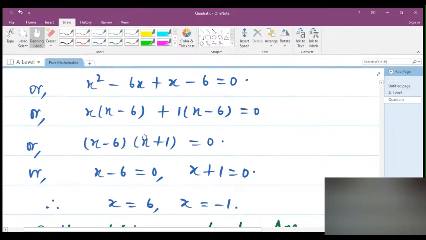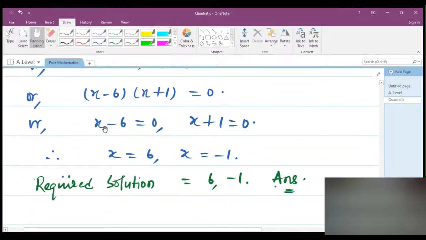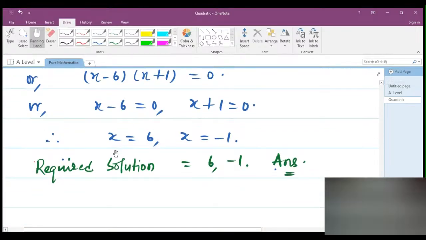So here we take x as the common, then we get x into x minus 6, plus we take 1 as the common, then we get x minus 6 equal to 0. At this step we take x minus 6 common, then we get x minus 6 into x plus 1 equal to 0. So at this step x minus 6 equal to 0, and x plus 1 equal to 0. So at the final step we get x equal to 6 and x equal to minus 1.